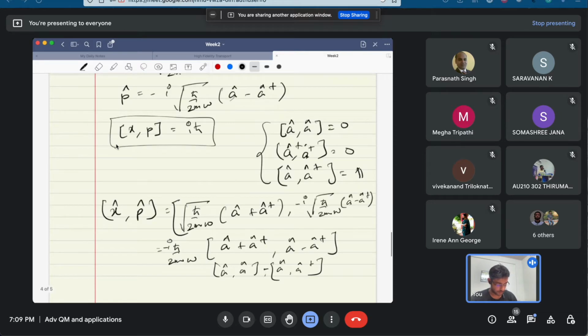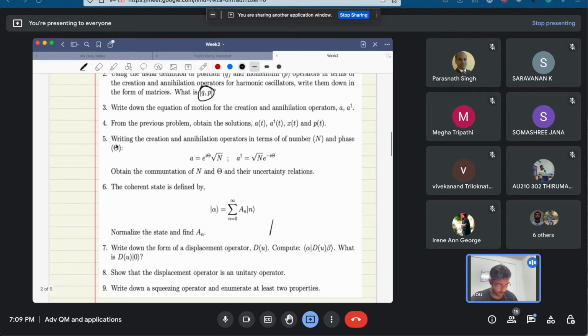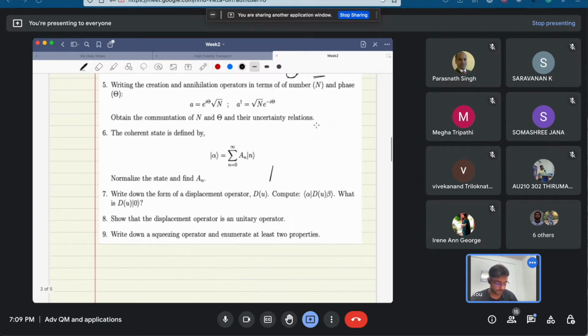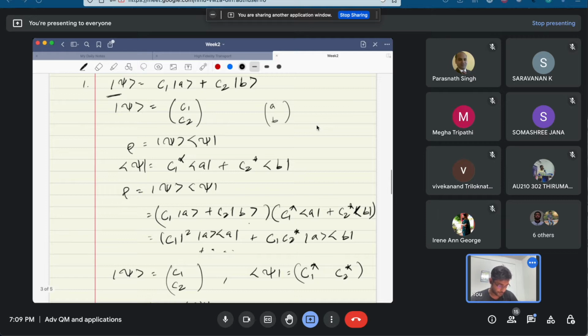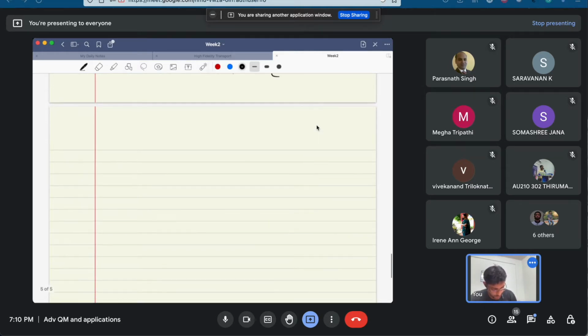Now the third question that we had is write down the equation of motion for the creation and annihilation operators, a and a dagger. We can actually do the third and fourth together. Let's say I'll just solve for x of t, which involves a and a dagger, and you can then solve for p of t yourself, which will be, I believe, easier to solve.